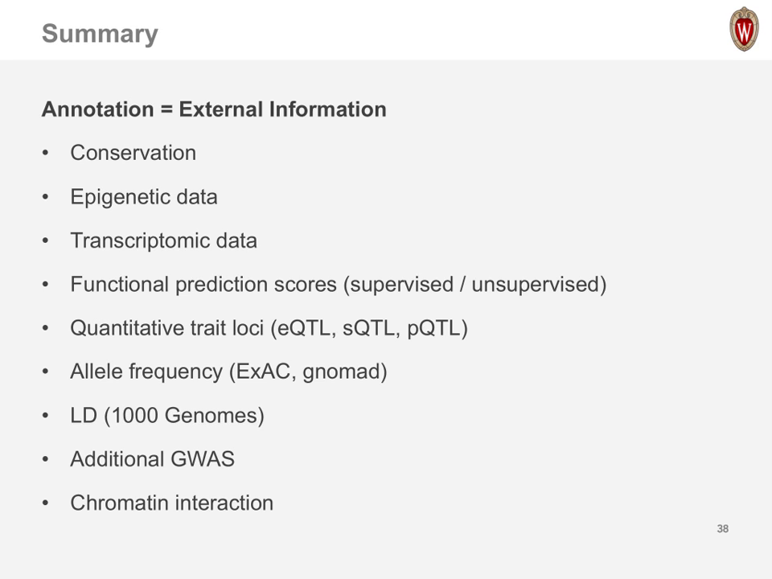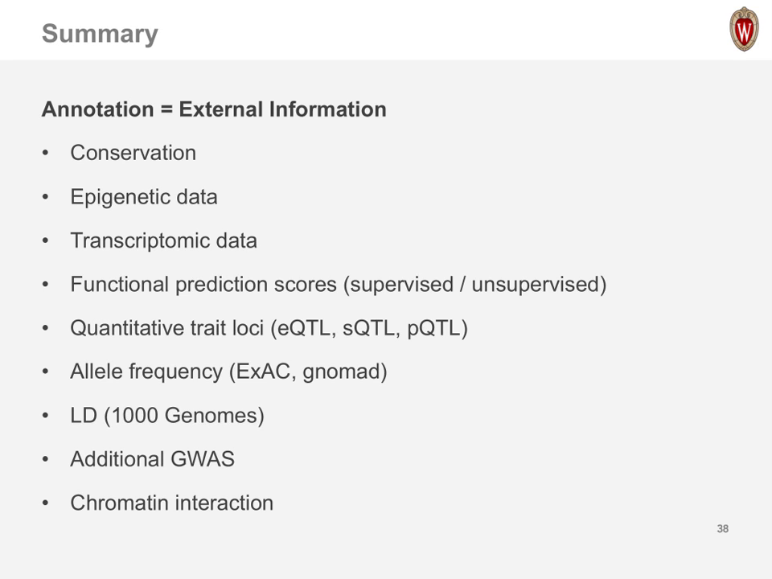And also, you have quantitative trait loci. If you combine genotype data with some other molecular traits, such as expression, splicing, or proteomic level quantification, you can identify which SNPs are associated with those traits. This is another type of annotation for SNPs. And you can use allele frequency, because functional SNPs tend to be rare. Depending on the trait you study, this may be useful.